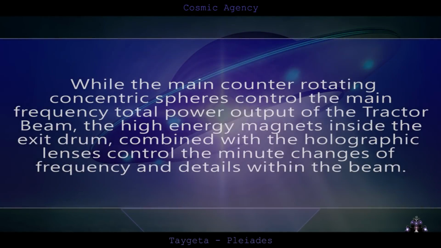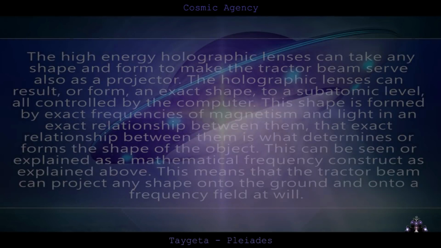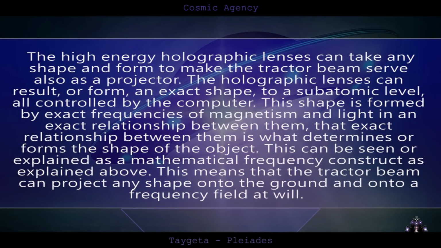While the main counter-rotating concentric spheres control the main frequency and total power output of the tractor beam, the high-energy magnets inside the exit drum, combined with the holographic lenses, control the minute changes of frequency and details within the beam. The high-energy holographic lenses can take any shape and form to make the tractor beam serve also as a projector.